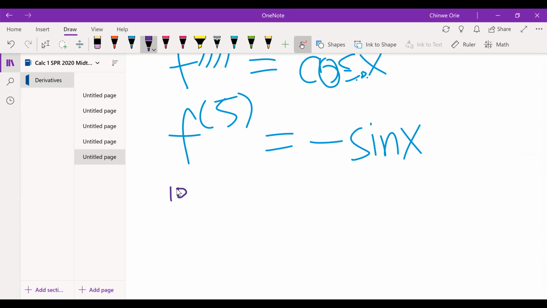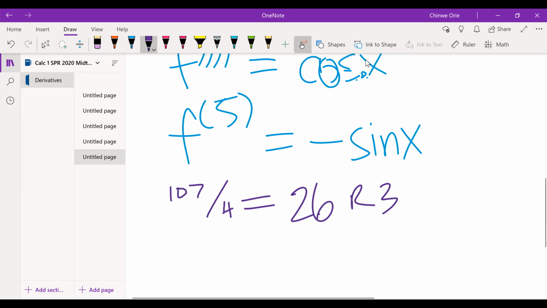26 with a remainder of 3. Okay, so 107 divided by 4 is 26, and then you have remainder 3. You don't need a calculator to figure that out, because 25 times 4 quarters is equal to $1, so 25 times 4 is 100. And then from there, you've got 104, so that would be 26, and then you got 3 left.